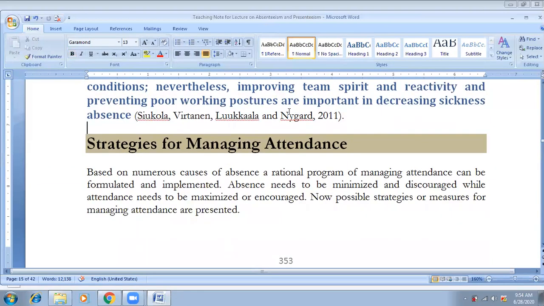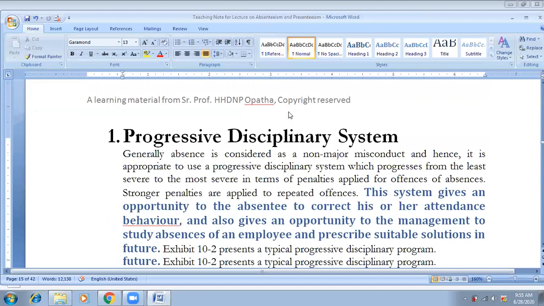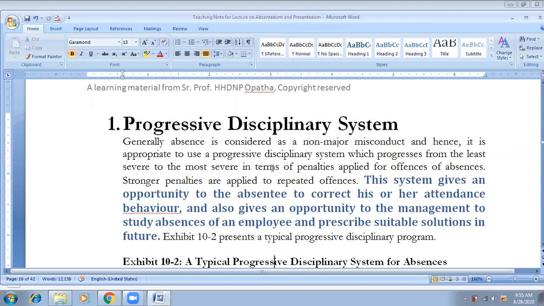Right. Okay then. Let us go now to strategies for managing attendance. One is the progressive disciplinary system. I think you can remember I taught this when I was teaching general HR under the topic management of employee discipline.